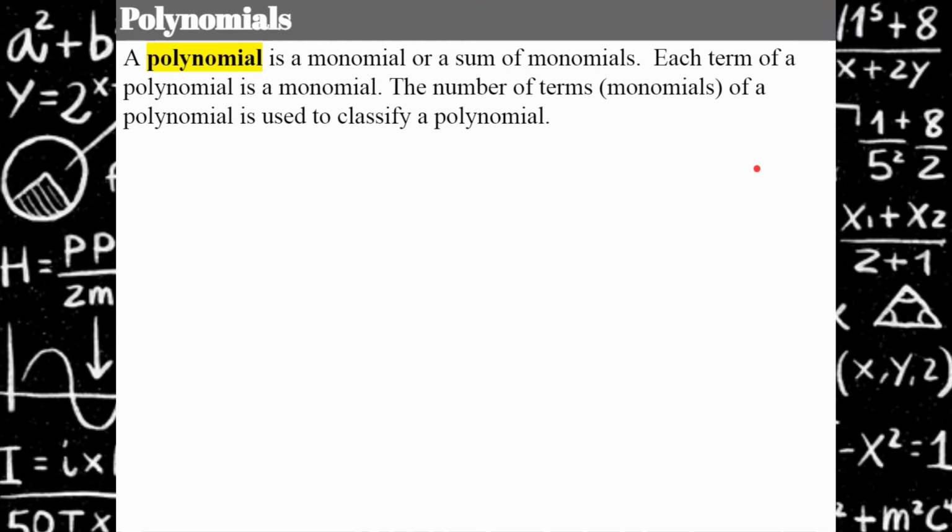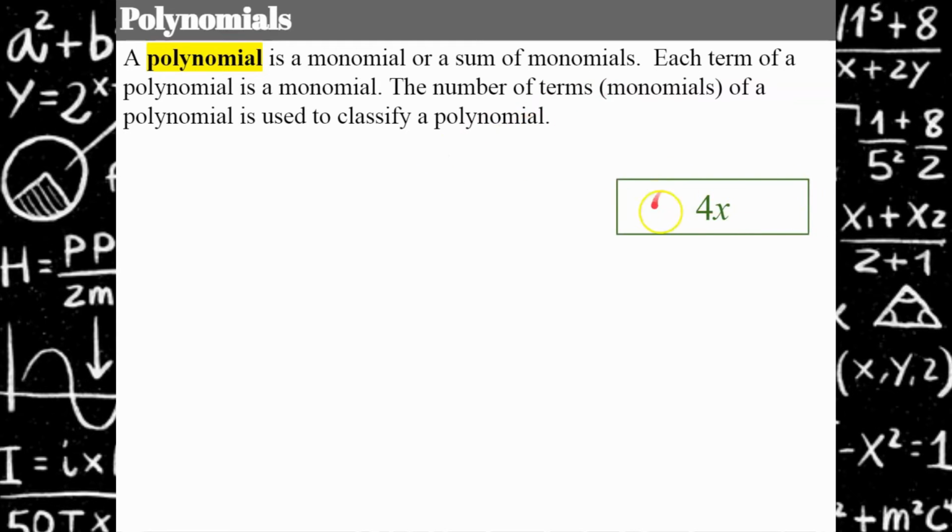Let's talk about polynomials now. A polynomial is a monomial or sum of monomials. So each term of a polynomial is a monomial. That's a mouthful. So basically, what we're talking about is a monomial is a polynomial, but then we can add even more terms all together, and it's a polynomial. So the number of terms in a polynomial is used to classify it.